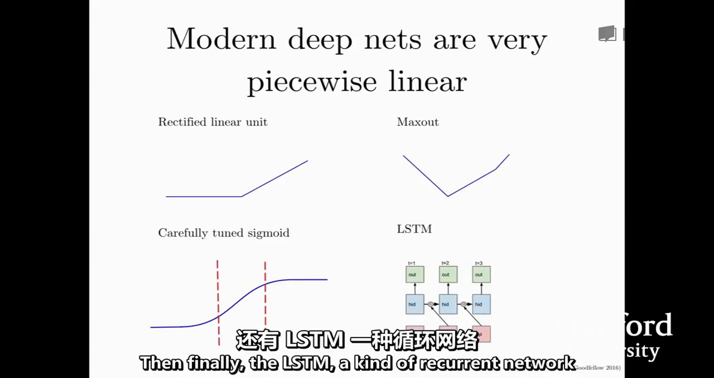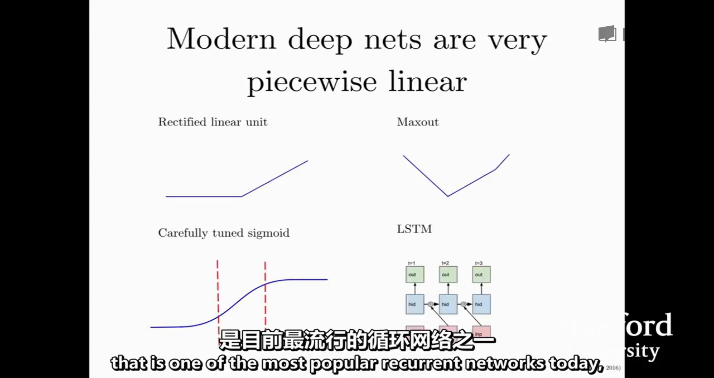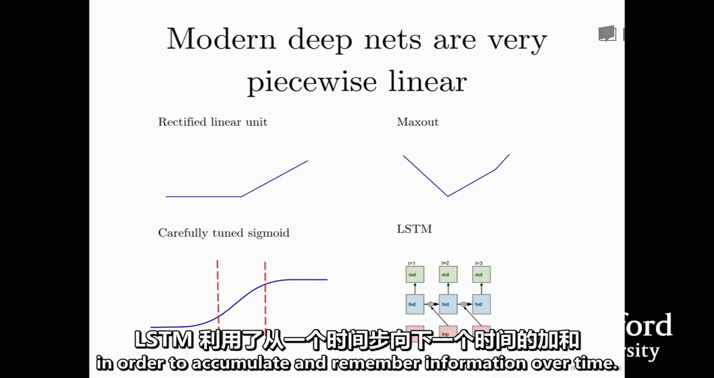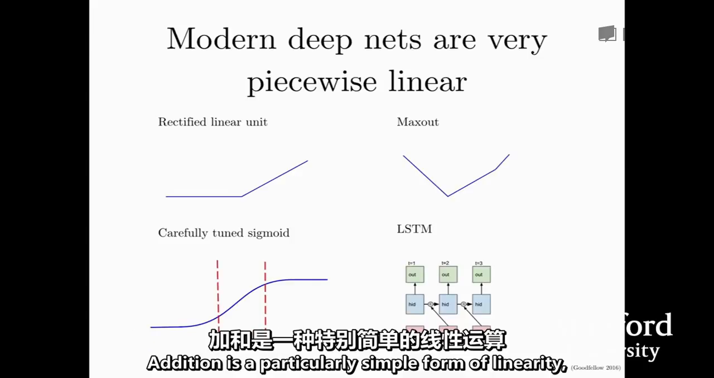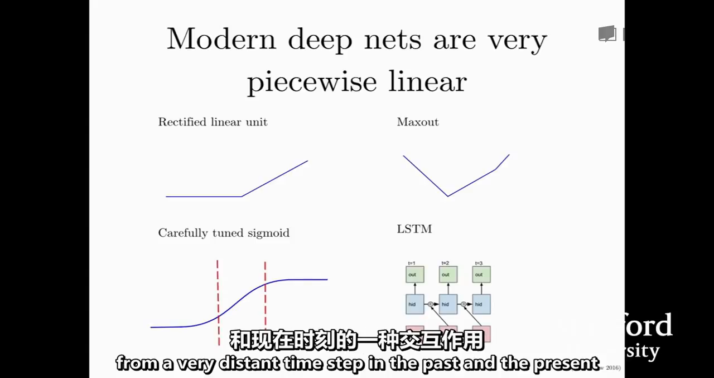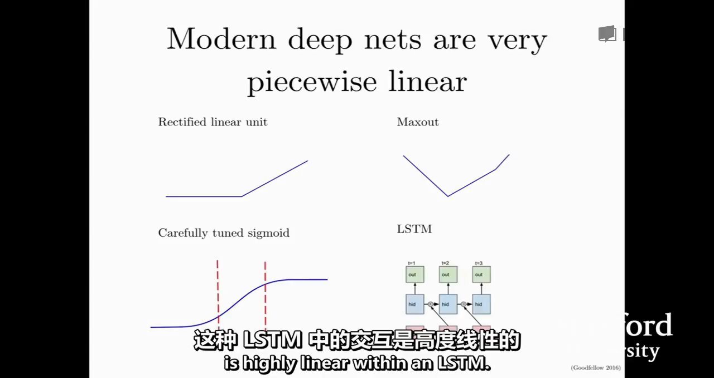And then finally, the LSTM, a kind of recurrent network that is one of the most popular recurrent networks today, uses addition from one time step to the next in order to accumulate and remember information over time. Addition is a particularly simple form of linearity. So we can see that the interaction from a very distant time step in the past and the present is highly linear within an LSTM.